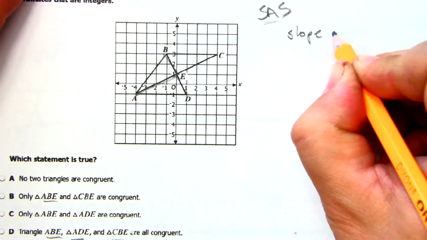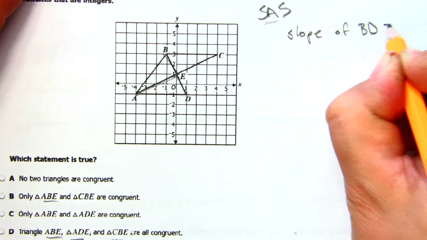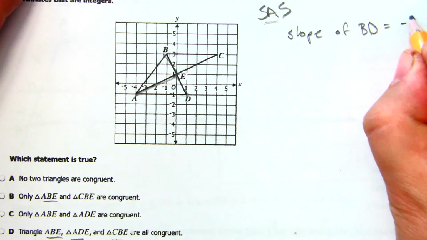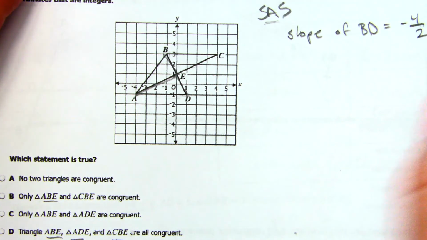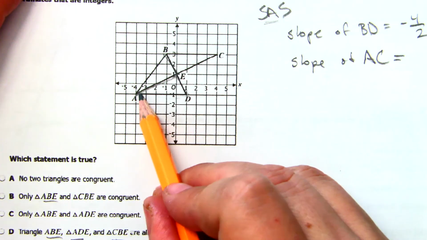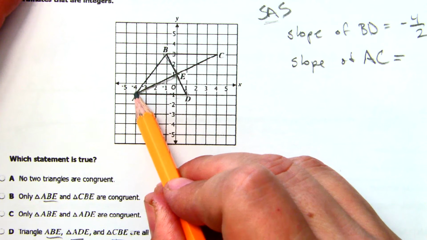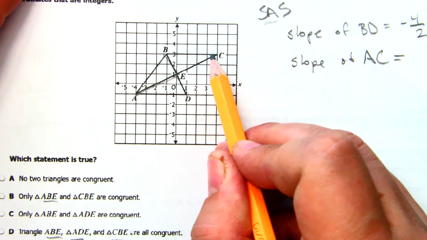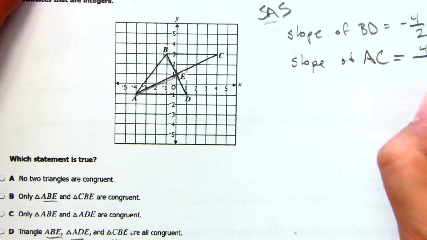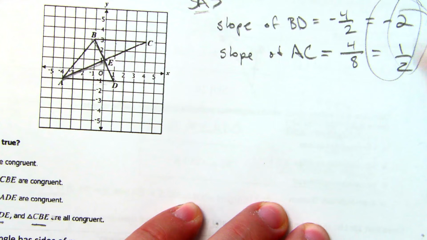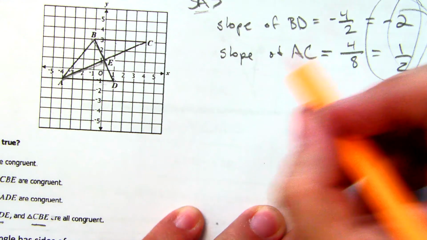Slope of BD is going to be, well, go from B to D. I go down 4 over 2. Negative 4 over 2. Negative 2. The slope of AC, well, to go from A to C, I go up 1, 2, 3, 4, and over 1, 2, 3, 4, 5, 6, 7, 8. Over 8. So up 4 over 8, which equals 1/2. So yeah, negative 2 and 1/2, those are negative reciprocals of each other, so the lines are perpendicular.